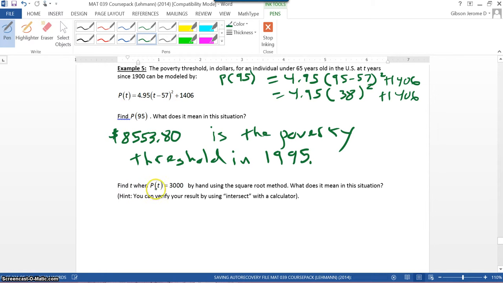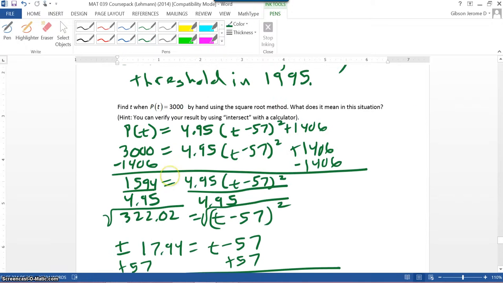It says find T when P of T is 3,000 by hand using the square root method. What does it mean in this situation? So, okay class, I took the liberty of writing this out, so I will go over this step by step. We have P of T equal to the formula. But we're told that P of T is 3,000, so we will substitute in 3,000 for the P of T.